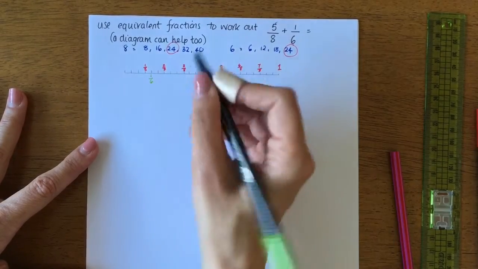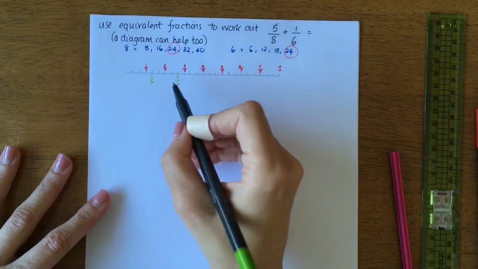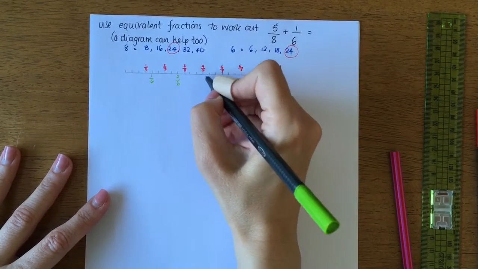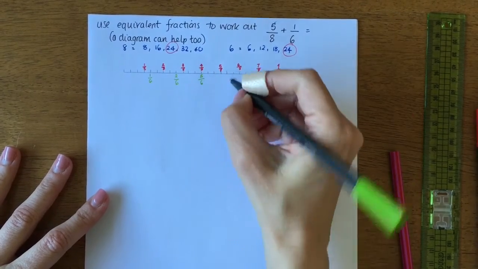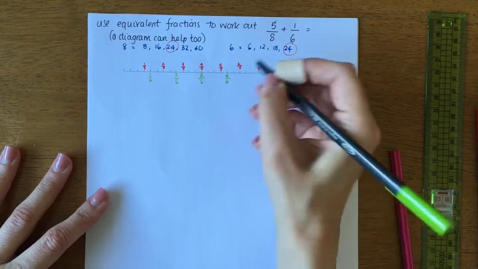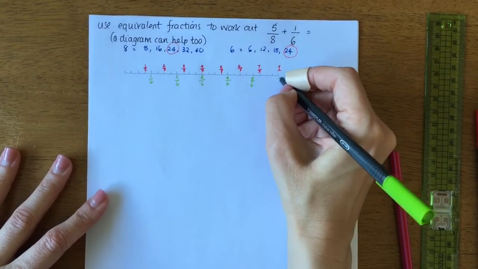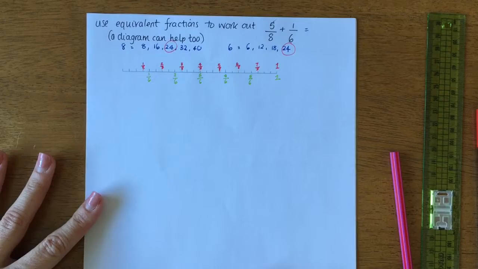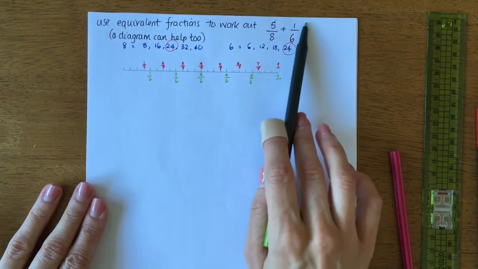1, 2, 3, 4, 2 6ths. And then 4 more along is 3 6ths. 4 more along, 4 6ths. 4 more along, 5 6ths. 4 more along, 1.